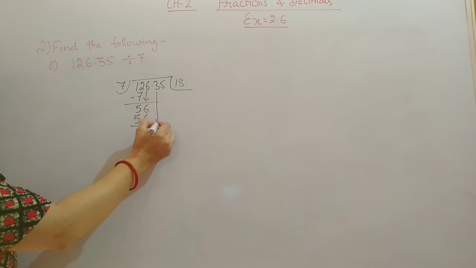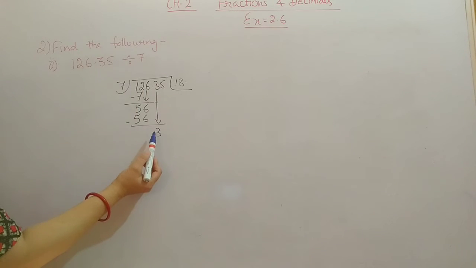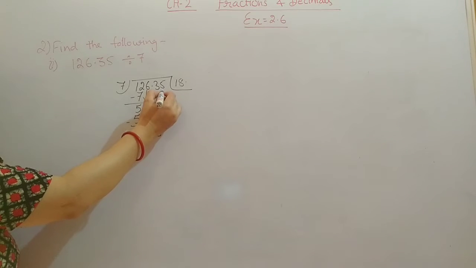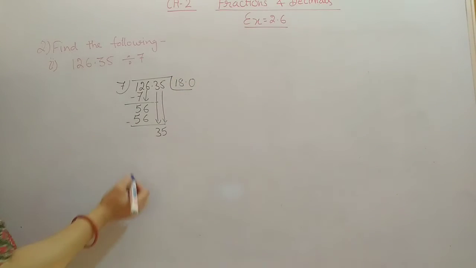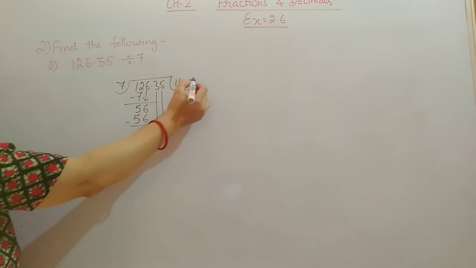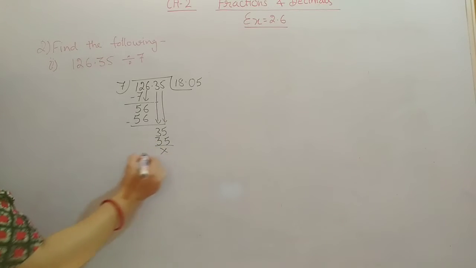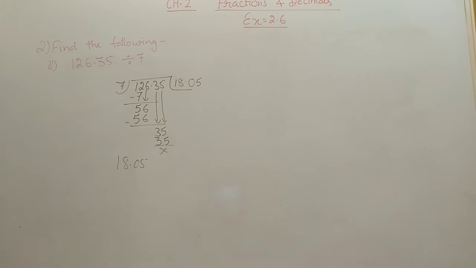Take another number down, 3. From 7 we cannot divide 3. We have to take one more number. So at a time if we are taking 2 numbers down, then we have to include a 0 here. 7 5s are 35. So the answer here is 18.05.